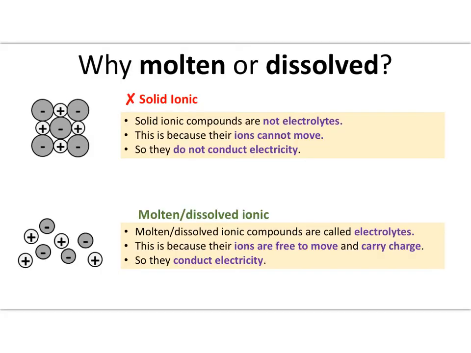Well, if an ionic compound is to conduct electricity, then there has to be a flow of charge, and it's the ions that carry the charge. If there's to be a flow of charge, the ions have to be able to move. So the reason that we have to have a molten or dissolved ionic compound for electrolysis to work is because the ions need to be free to move, and it's only when they're molten or dissolved that can happen.